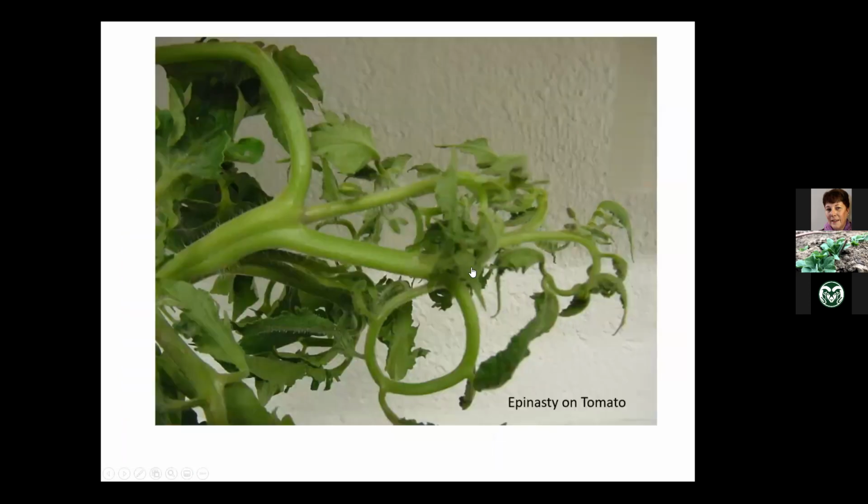This is epinasty on tomato. You get this curling of the stems. You get the leaves that kind of curl over and things like this. This was actually a sample that I worked on. I never tested it for chemicals, but I was pretty sure that it was consistent with some sort of phenoxy herbicide. But again, all I can say is, well, this is what it looks consistent with, and go from there.